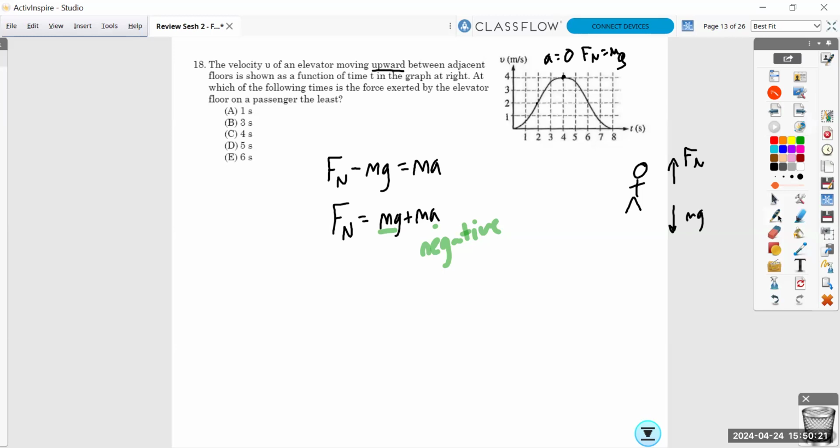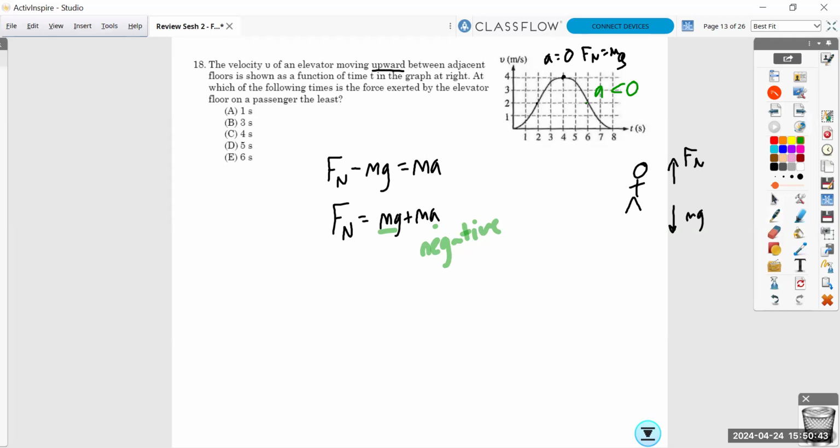Wait, how do you know that's a big acceleration? Yeah, it's a big slope on the velocity-time graph. So what if I come to 6? At this point, my acceleration is negative, which means my normal force is going to be very small.